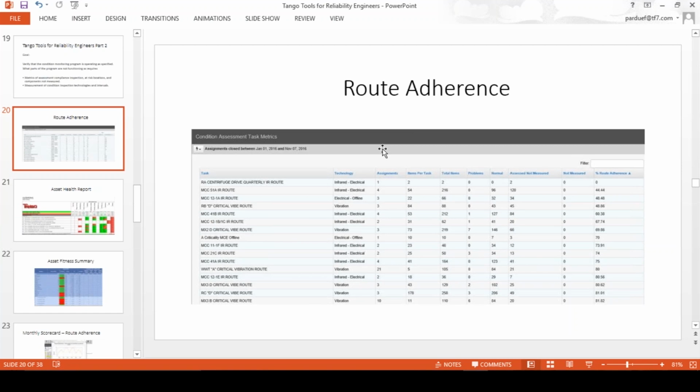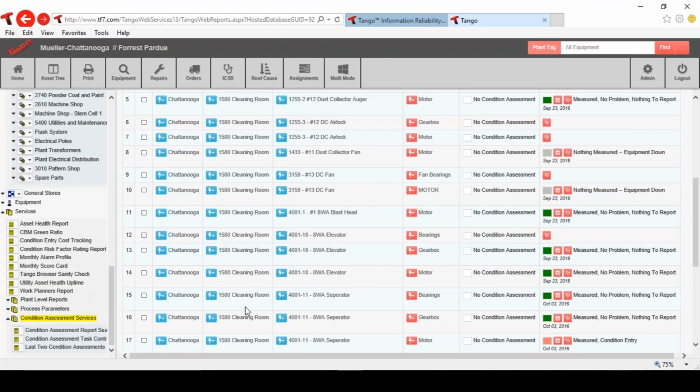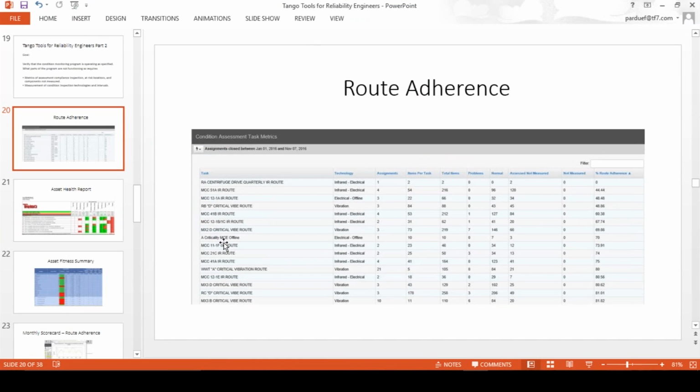So this route adherence report, you'll find in Tango under services. Let me show you where you find this report. Back in Tango, under services, this route adherence report is giving me each route, what the technology was, and how many times it's been run in the time frame. I've run this from January 1st, 16 to November 7th, 16. In this particular case, this route has been run 4 times.